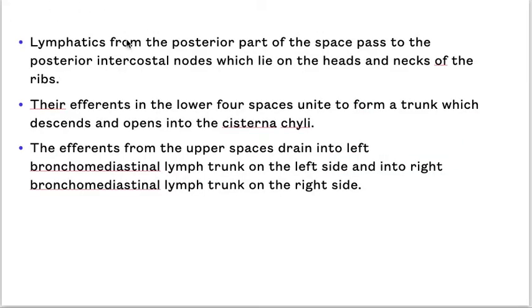Lymphatics from the posterior part of the space pass to the posterior intercostal nodes, which lie on the heads and necks of the ribs. Their efferents in the lower 4 spaces unite to form a trunk, which descends and opens into the cisterna chyli. The efferents from the upper spaces drain into the left bronchomediastinal lymph nodes on the left side and into the right bronchomediastinal lymph nodes on the right side.